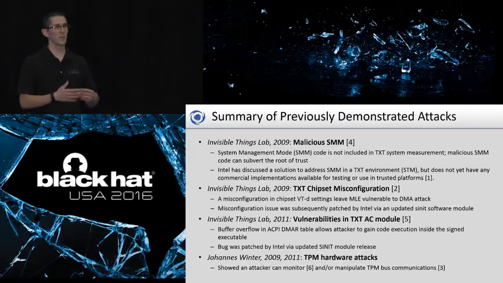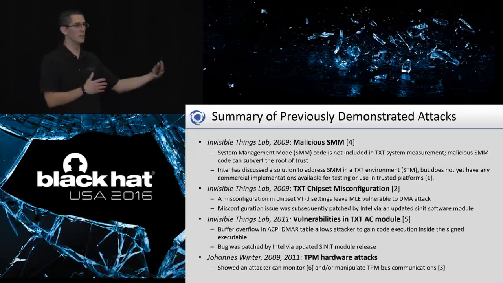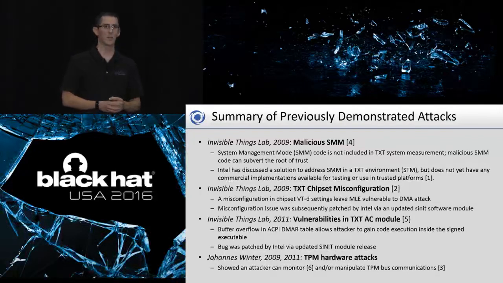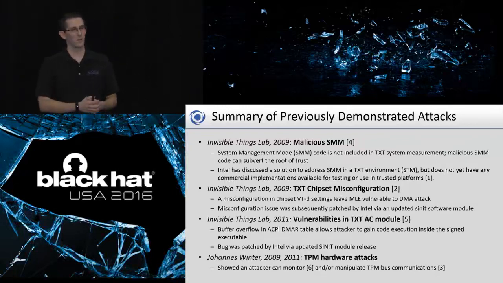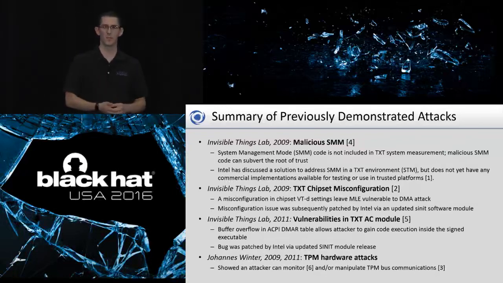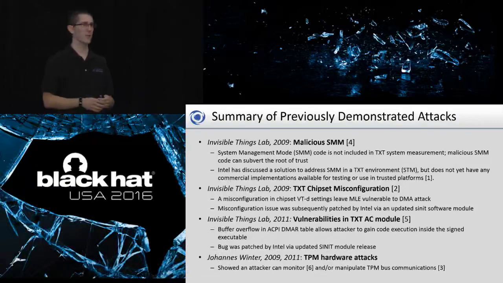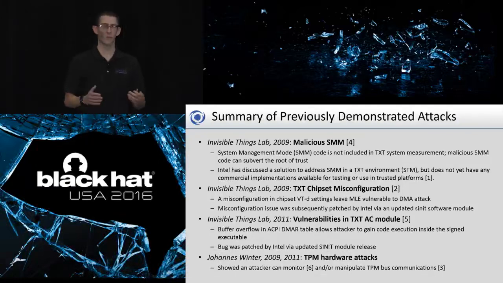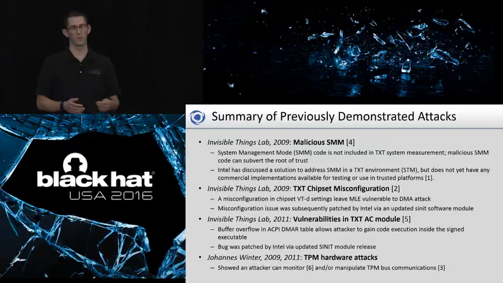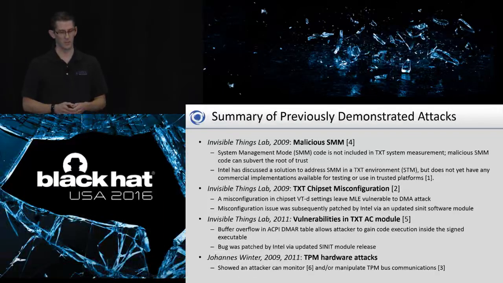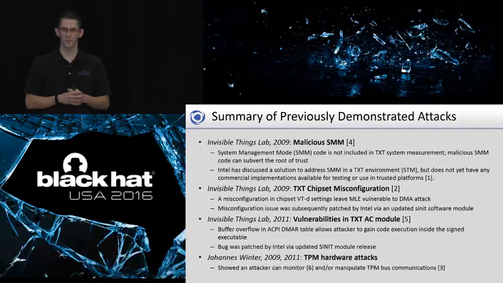Then there's a couple of other misconfigurations in chipset registers and some bugs in this authenticated code module, which is code that's signed by Intel, that's part of the launch process. So a couple of different bugs like that allowed the TXT to be subverted. And those have been patched. There's new signed modules released and some microcode updates that, as long as you're running the newest microcode, won't let you load the vulnerable versions of those AC modules. And there's some other work looking at hardware attacks against TXT.